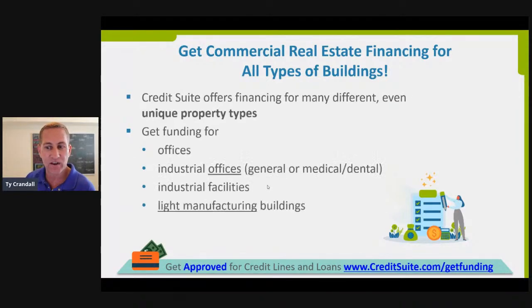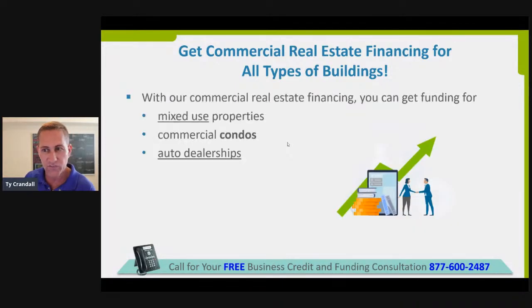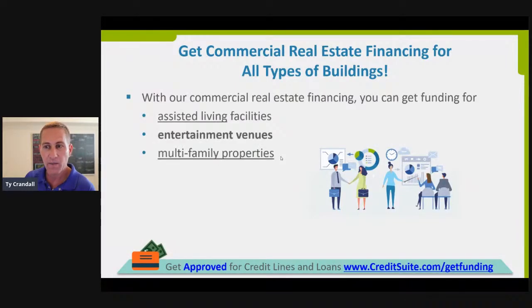So there are a lot of different types of funding: offices, industrial buildings, industrial facilities, light manufacturer buildings, self-storage facilities, mixed-use properties, commercial condos, auto dealerships, light oil services, daycares. I mean, I can keep going, this could be 100 slides, because there are hundreds of different kinds of commercial properties. You can get financing for assisted living facilities, entertainment venues, multifamily properties, retail warehouses, and much more. And again, this is very valuable, because if your business owns commercial real estate, it's going to be worth more money when you go to sell it, or when you go to get financing for your business. Your business is worth more, because this is a big asset, probably one of the most valuable assets that a lot of businesses own.